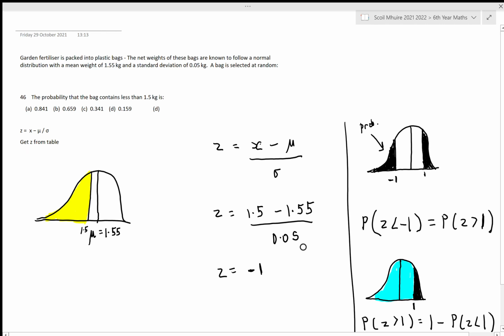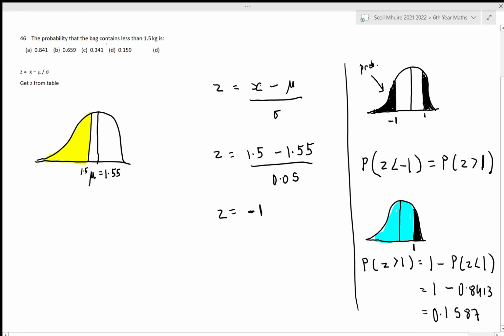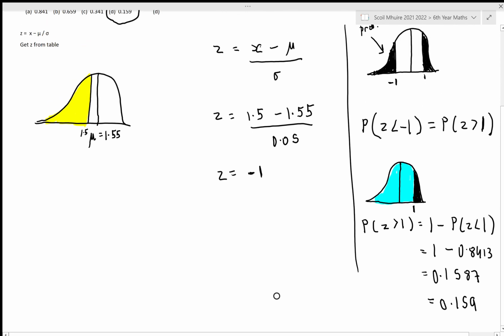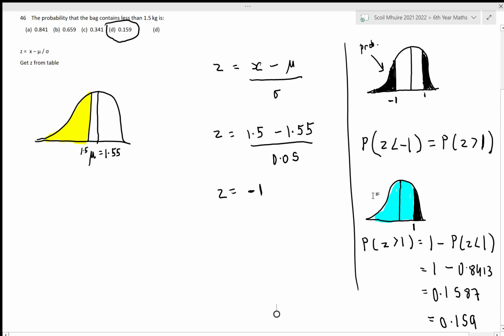Okay, so you're asked to find the probability that the bag contains less than 1.5 kg. Well, that must be D. I obviously have it rounded, so 0.159. So this says that the probability that your bag weighs less than 1.5 kg is 0.159, or 15.9%.